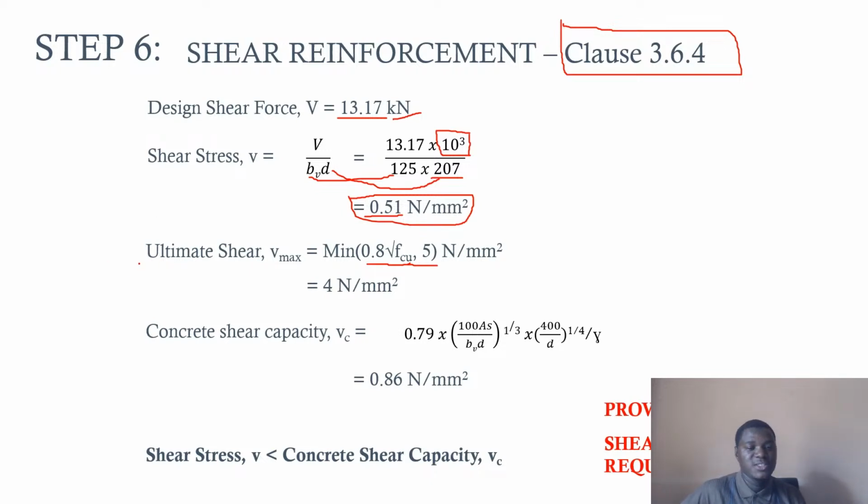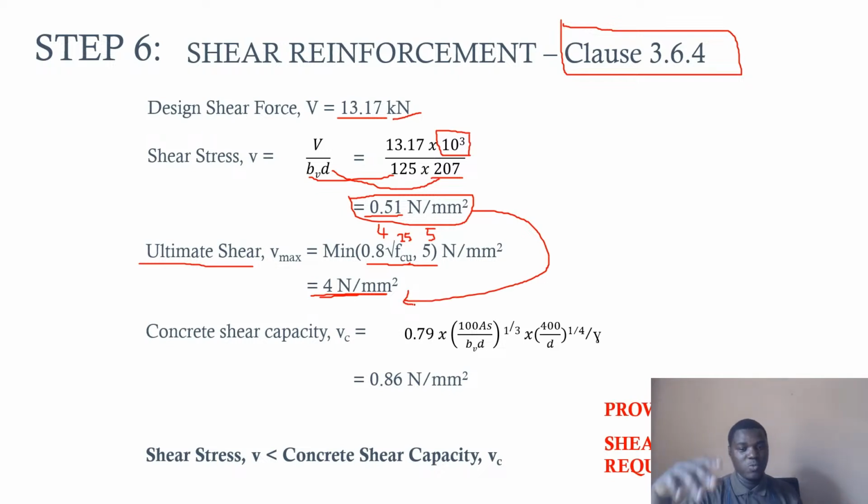So this is the ultimate shear for that section. If we use 0.8, our FCU in this case is 25. So square root of 25 will give us 5. So 0.8 times 5 is 4. Between 4 and 5, the code says the minimum, so the minimum is 4. That's why here the ultimate shear is 4 Newton per millimeter squared. Since our shear stress 0.51 is less than this, that means we can proceed. But if it is greater, that means we can't proceed. We need to go back and adjust the section, either by adjusting the width or adjusting the depth. Either one we do.